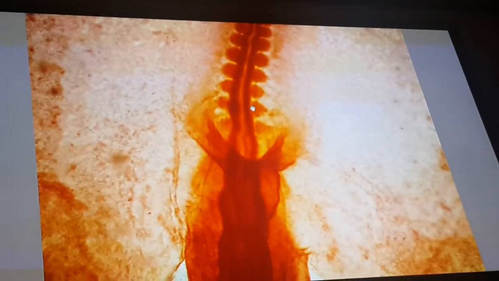This whole mount prepared chicken embryo shows anteriorly the heart tube. You can see that this heart tube is formed from anterior to posterior by the bulbus cordis, ventricle, atrium, and sinus venosus that has two horns. So this is the single heart tube.